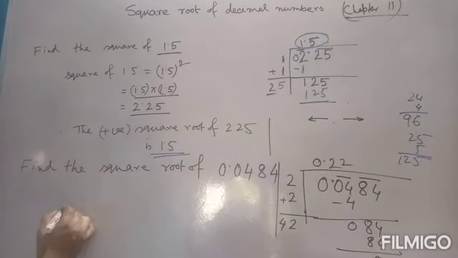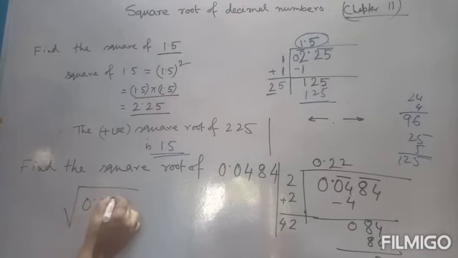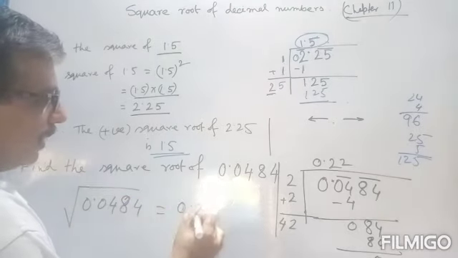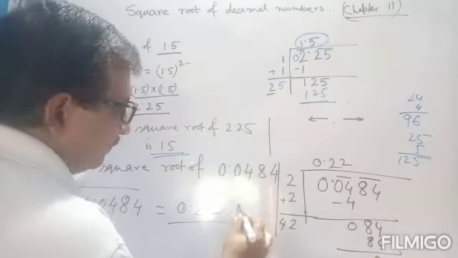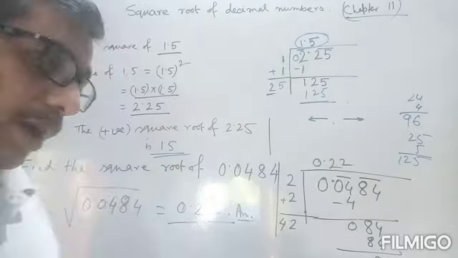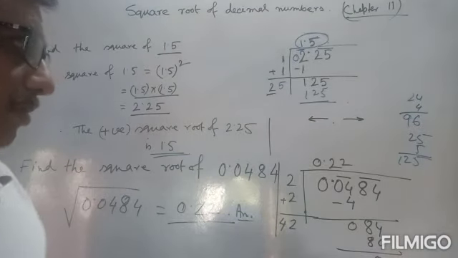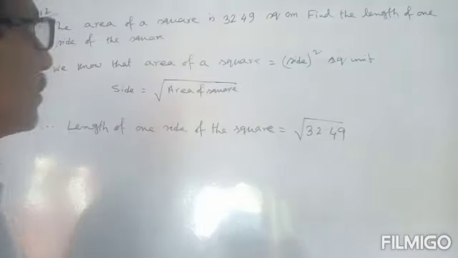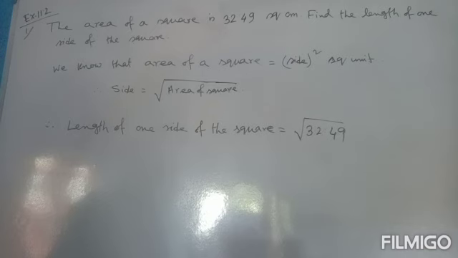Therefore, the positive square root, obviously we take the positive square root, we are interested only in the positive square root, of 0.0484 is equal to 0.22. This is the answer. So in this way we find the square root of a decimal number. Follow this method. Okay. Next, exercise 11.2, question number 1. The area of a square is 32.49 square centimeter. Then find the length of one side of the square.